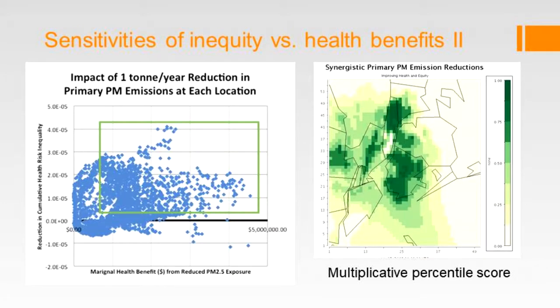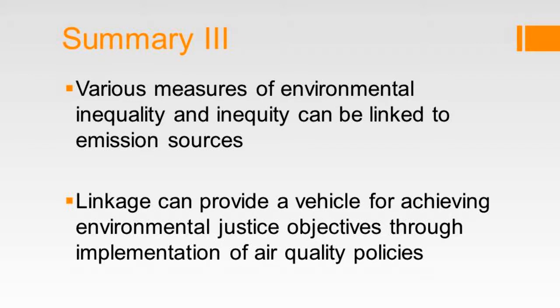Just to summarize, we can link what we see as the inequality or inequity to the different emission sources, and then we want to use that in tandem with other policy metrics to be able to identify emission reductions that carry positive benefits for both equality and other areas of concern. So I'll hand it back to Amir to wrap up. Okay, and if you can go to the next slide, I'll try to wrap up.